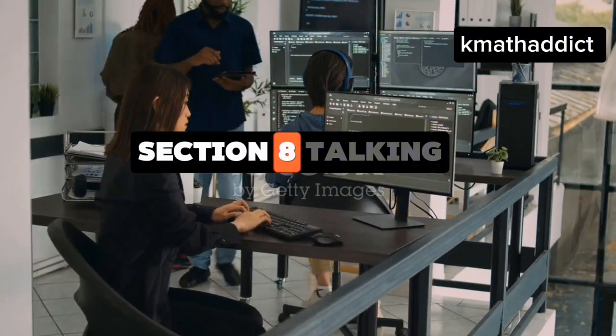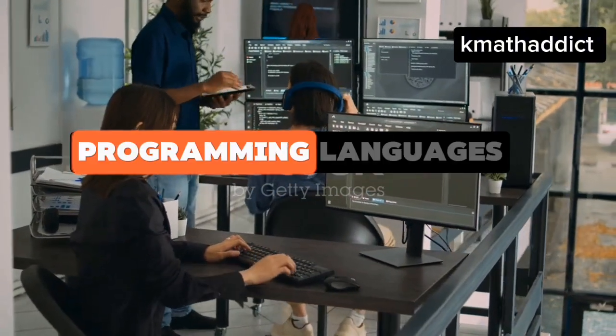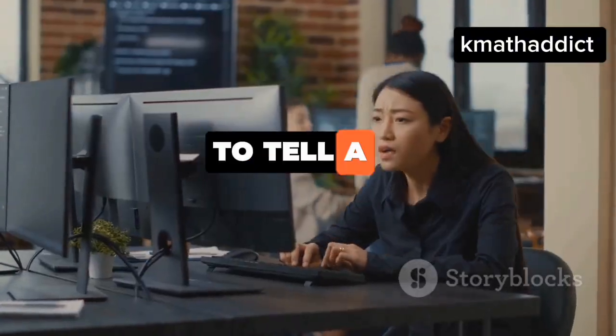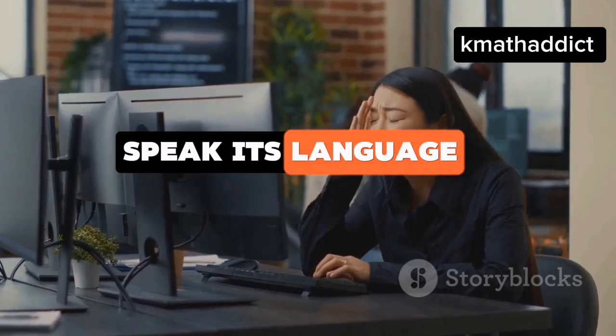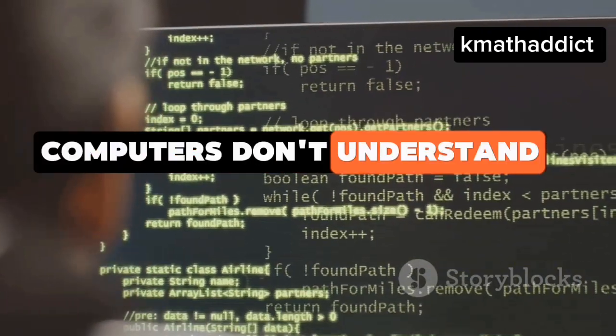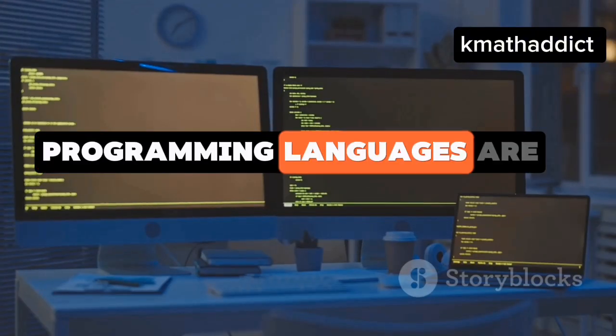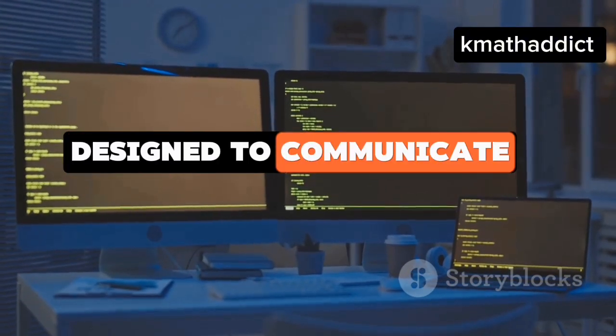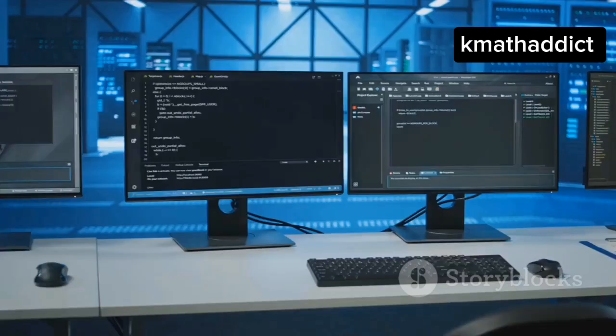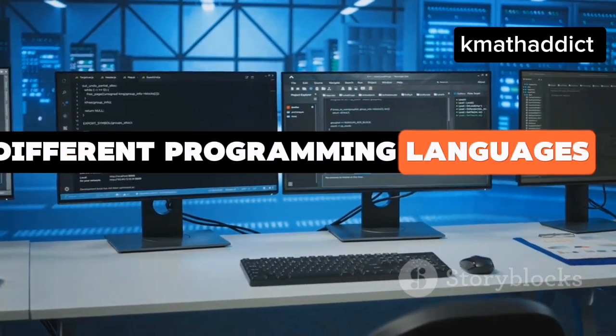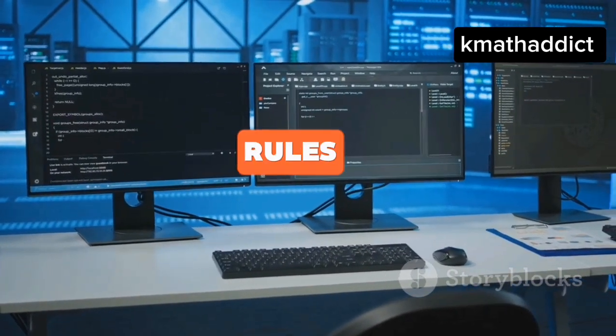Section 8. Talking to computers, the world of programming languages. If we want to tell a computer what to do, we need to speak its language. But computers don't understand English or Spanish, they understand programming languages. Programming languages are formal languages designed to communicate instructions to a computer. There are many different programming languages, each with its own syntax and rules.